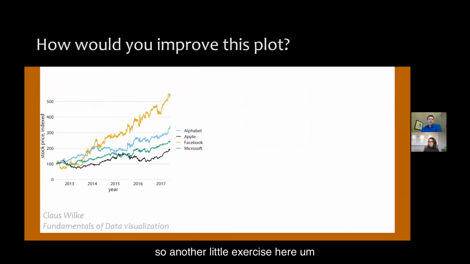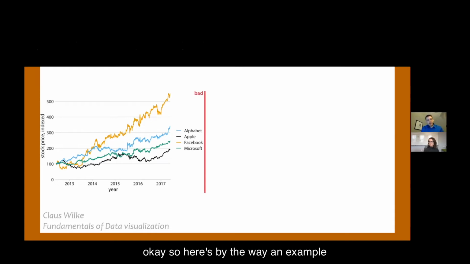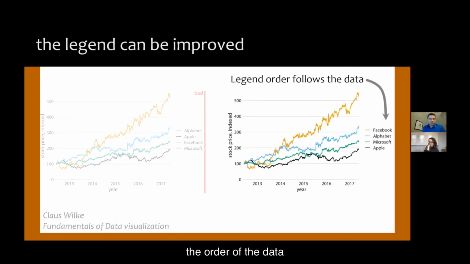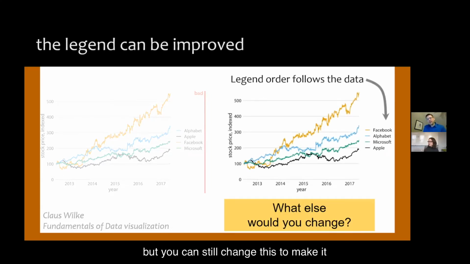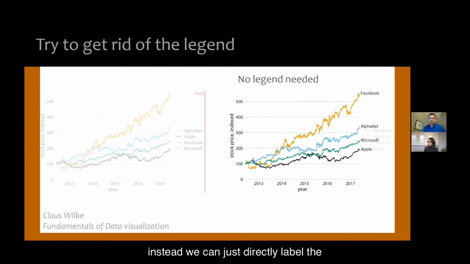Okay, so another little exercise here. Here's a plot whose legend could be improved a little bit. By the way, here's an example from Claus Wilke's book, Fundamentals of Data Visualization. Here, what we're doing is we're changing the legend to follow the order of the data, but you can still change this to make it a little bit easier, right? Because whenever you have a legend, you're asking the viewer to look back and forth between the data and the plot, right? So instead, we can just directly label the end of the lines, and now no legend is even needed, right? So whenever you have an opportunity to do this, you should think about considering that.